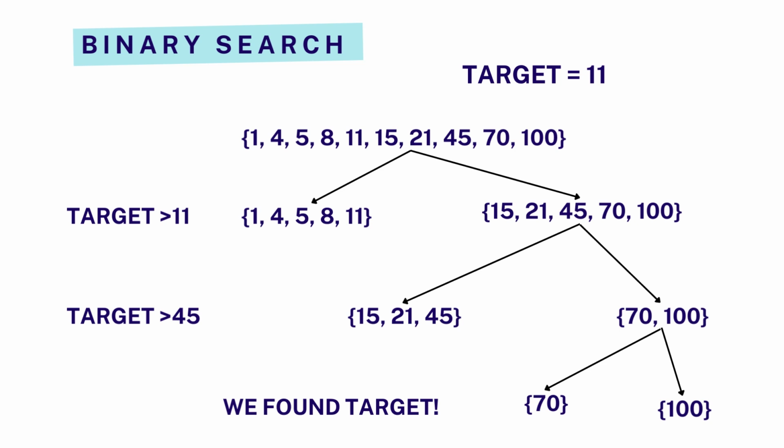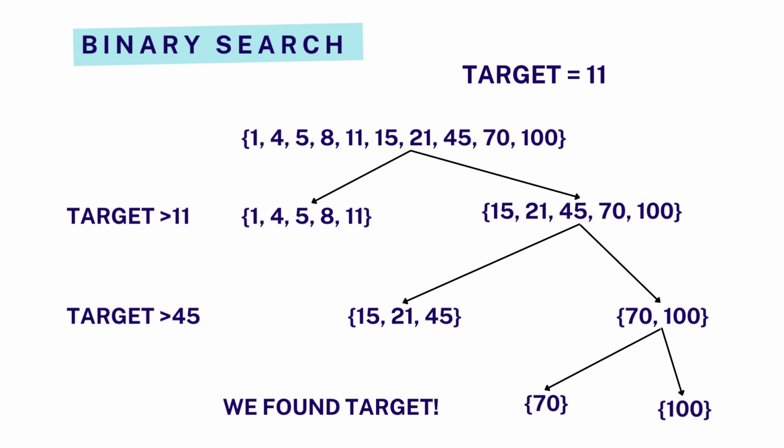There's a mistake here. The target is 70. Given the list, there are 10 elements, so in the first iteration I will split it into two: 1, 4, 5, 8, 11, and 15, 21, 45, 70, 100.